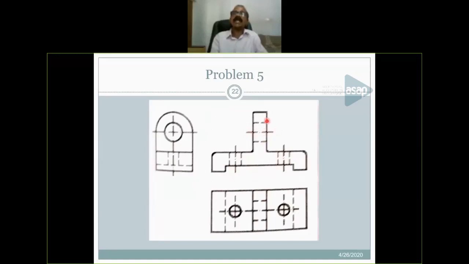And another line is the hidden line. Hidden line you can see. Here also hidden line with central line. So this part we call the elevation or front view.